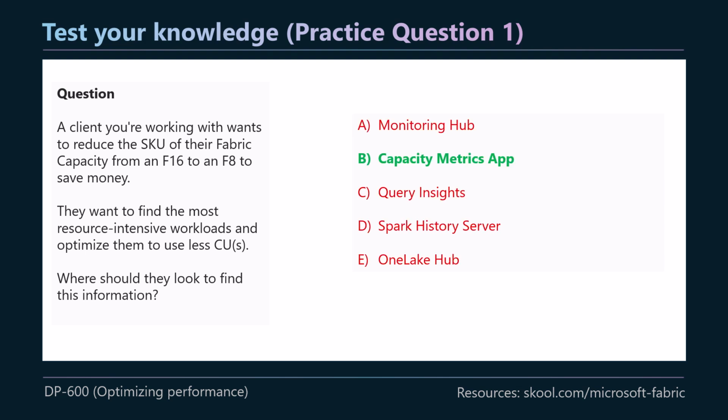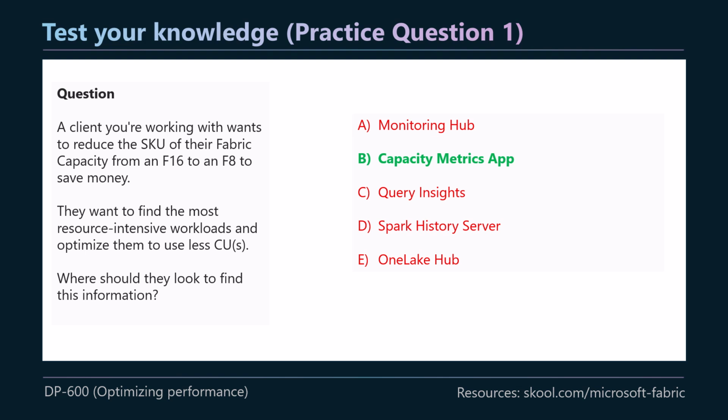Okay, so the answer here is B, the capacity metrics app. We're talking about resource-intensive workloads, and our capacity is where we're going to get those resources. Specifically, it's going to tell you which workloads are the most resource intensive, i.e. the workloads that are going to use more of your capacity unit seconds, right?